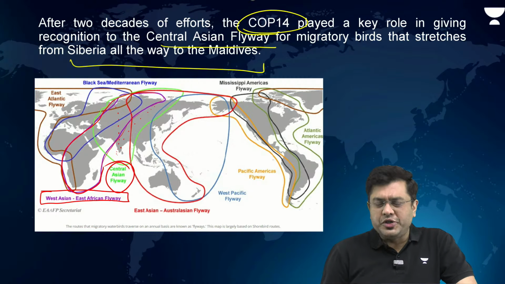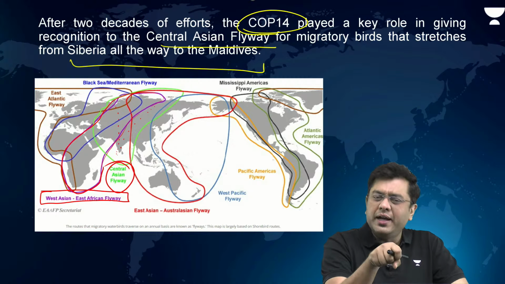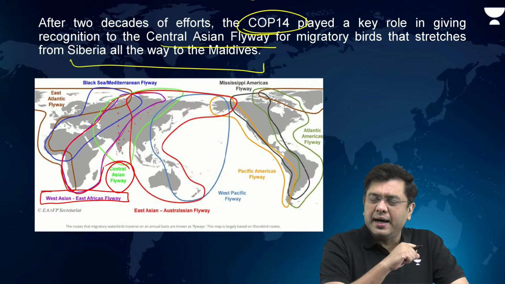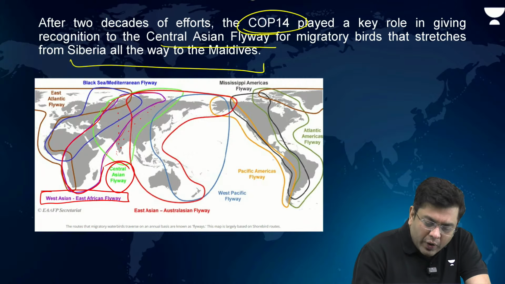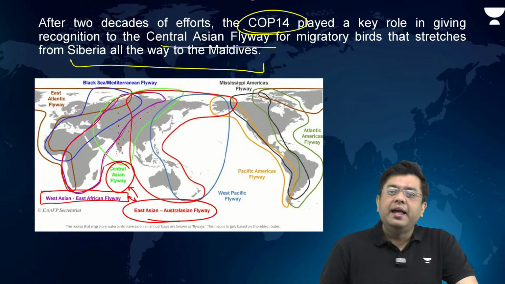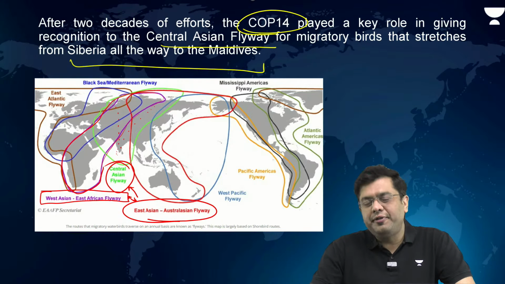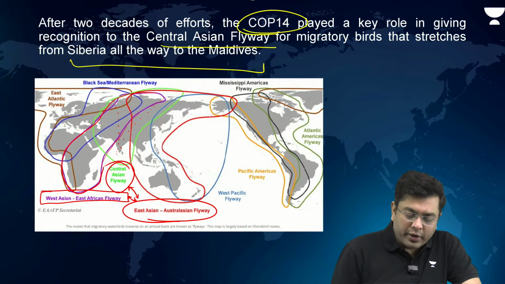But the majority of the species of the birds have a destination close to either the Reunion Islands, around the Mascarene Islands, or around the region of Madagascar. Then you have the East Asian Australasian flyway. These are the three flyways which in a way partially or completely end up covering the country of India. So these are the three flyways which become important.